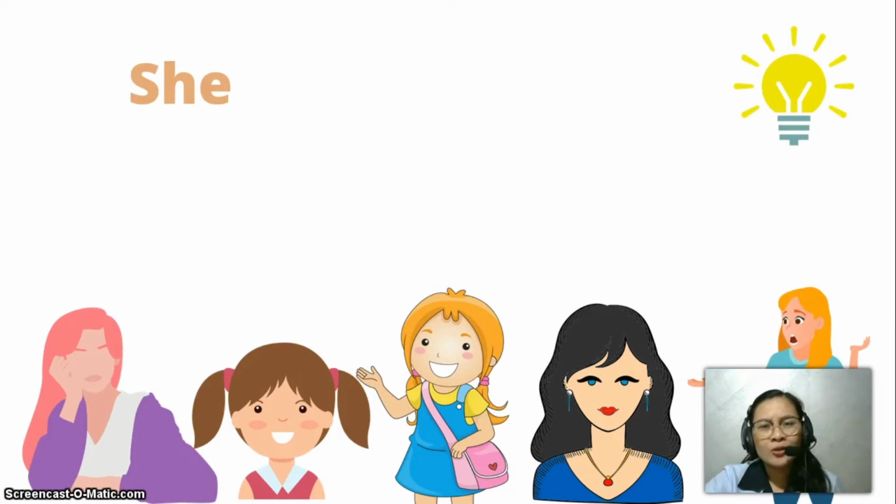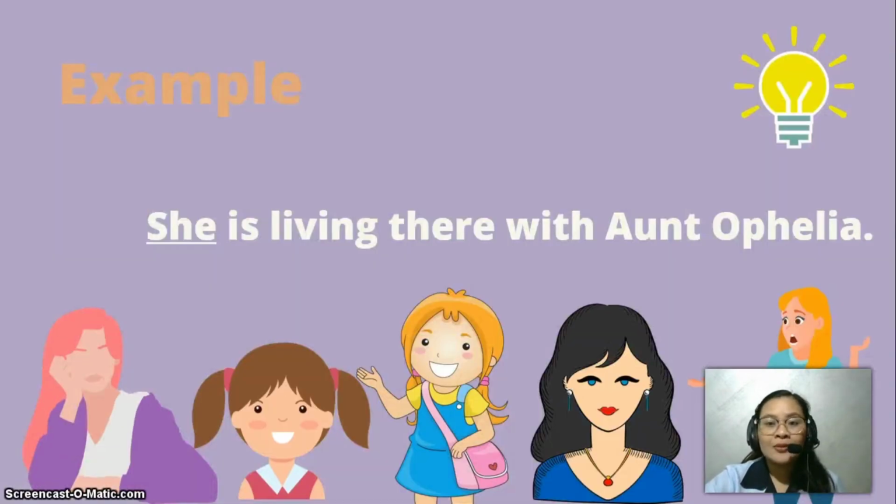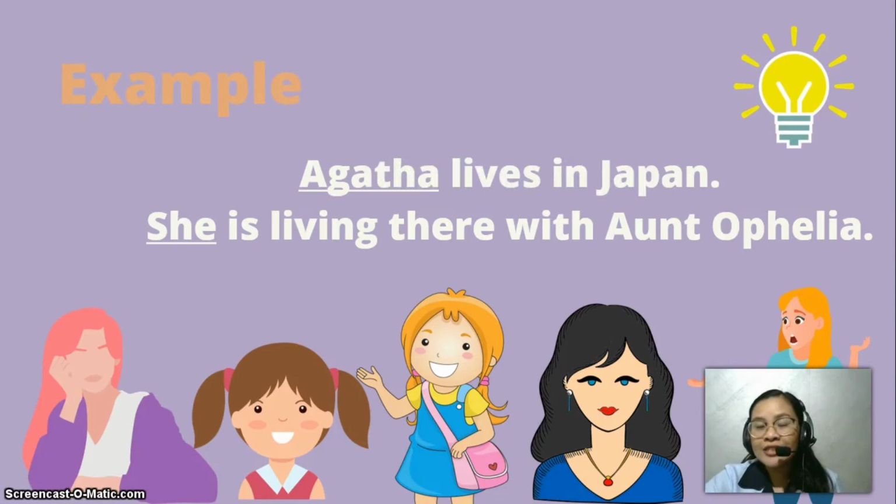She. When do we use she? She is used to replace a name of a girl or a woman. For example, Agatha lives in Japan. The noun here, or the name used here, is Agatha. Therefore, in the next sentence, we are going to use she to replace Agatha. Agatha lives in Japan. She is living there with Aunt Ophelia.